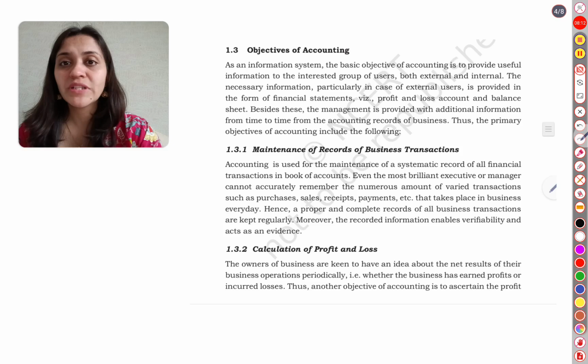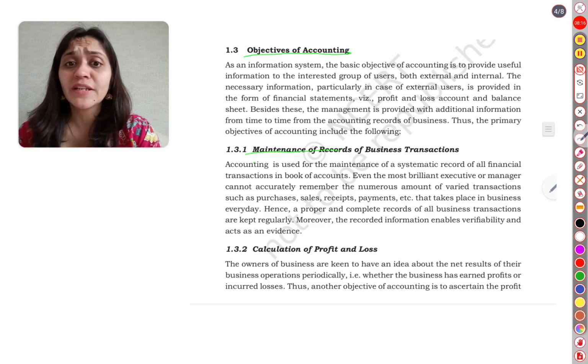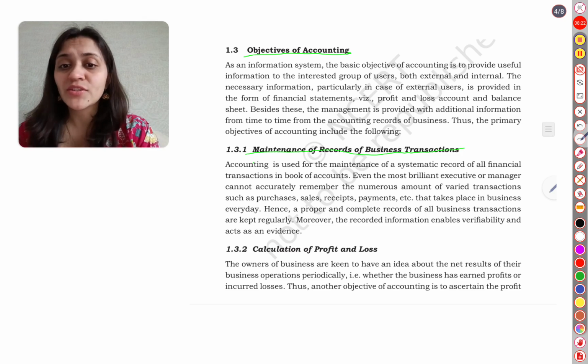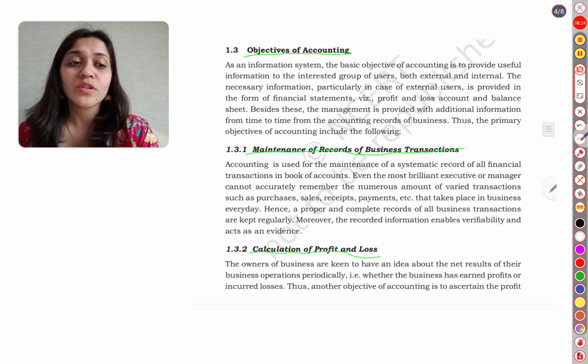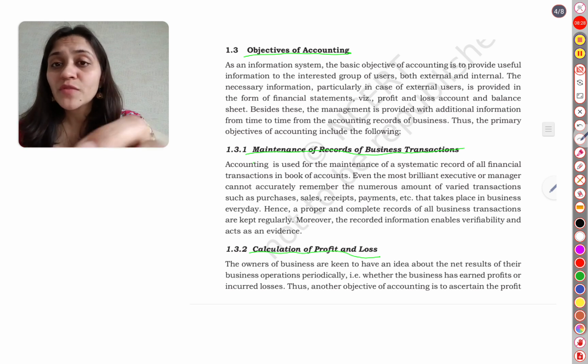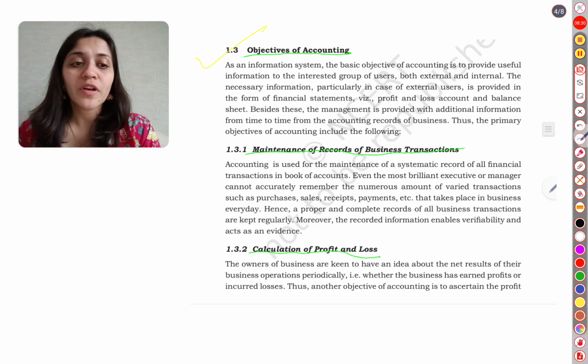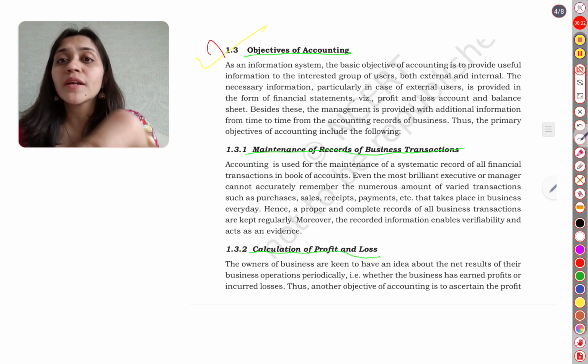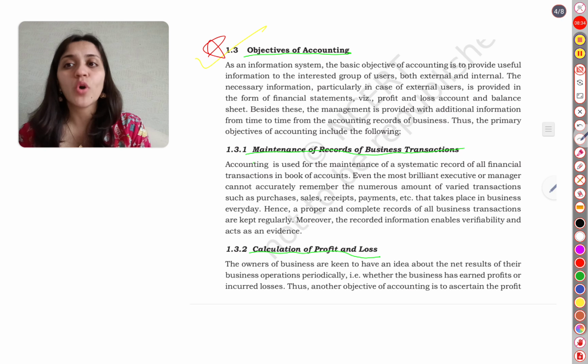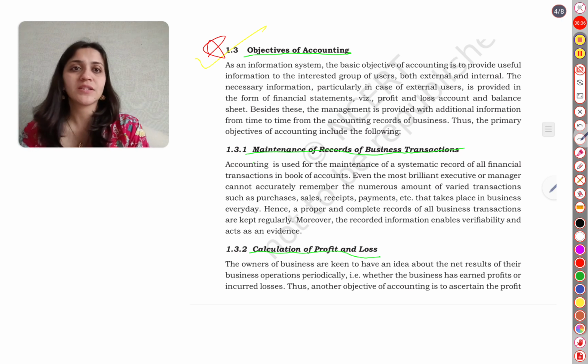So next here we will study about the objectives of accounting. What are the objectives? Next is maintenance of books of record of business transactions. Why do we need to maintain records of business transactions? Calculate the profit and loss. Why is it the most important thing? So now, as information, first we will go to the objectives of accounting. Why are we doing this? It is most important. In exams also, it can come many times in MCQs.